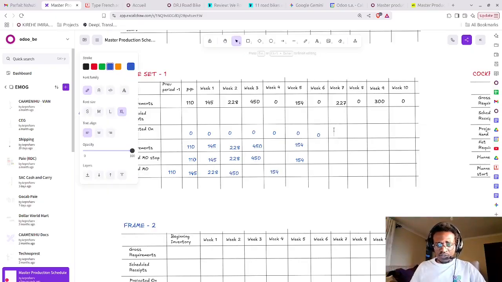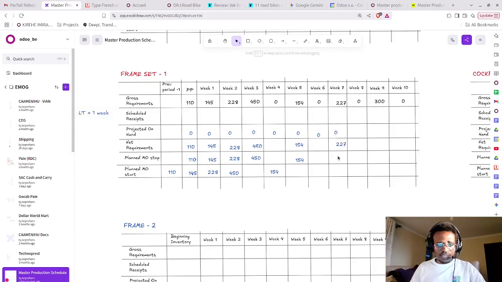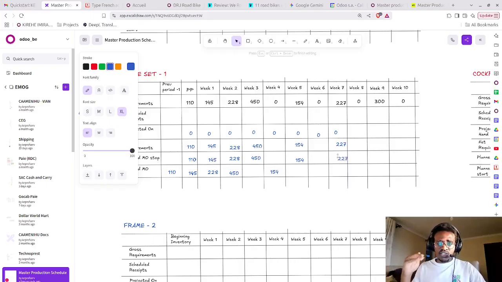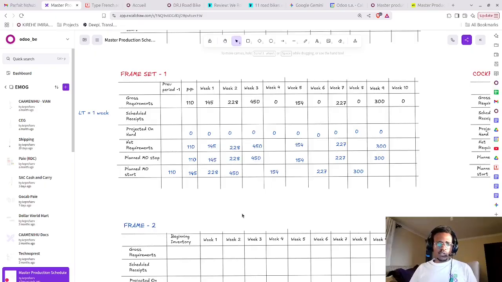Week 7 is 0 on hand. 227, that's my net requirements. I need 227 manufacturing orders being completed in this week, which means they need to be starting 1 week before. Same thing for week 8, 0. Week 9, I have 0 on hand. I have a demand of 300, so that means my net requirement is 300. And so I need 300 manufacturing orders being completed in this week, so I need to be starting them 1 week before. And just like that, I have my MPS for level 1 items.